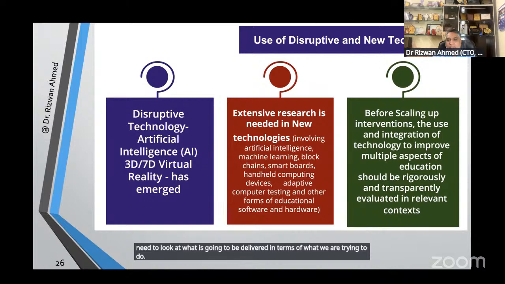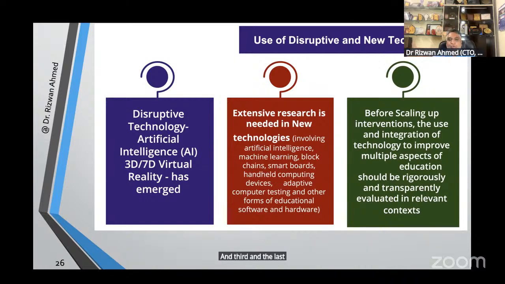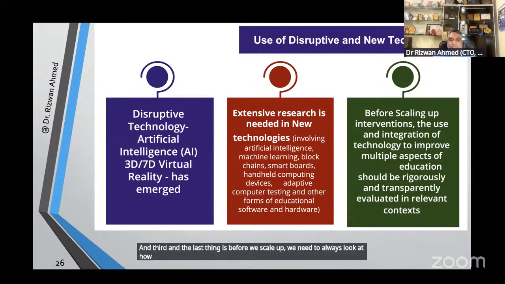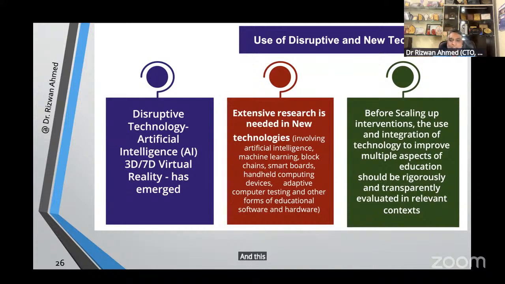And the third and last thing is, before we scale up, we need to always look at how I'm integrating my technology for improving my education. And this needs to be done in a rigorous and transparent way. And that's where you need to collect a lot of feedback, which is going to be from the learners and students, as well as from instructors.